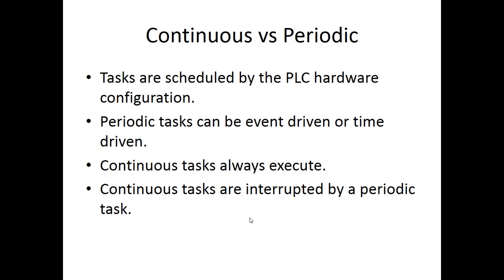We talked about continuous versus periodic, and we did a hardware interrupt, right? So tasks are scheduled by the PLC hardware configuration. We had an input calling a hardware interrupt, and that overrode everything and then jumped back to the main. They can be event-driven or time-driven. We had an event-driven one by pushing a push button. Continuous tasks always execute, and continuous tasks are interrupted by these periodic tasks.